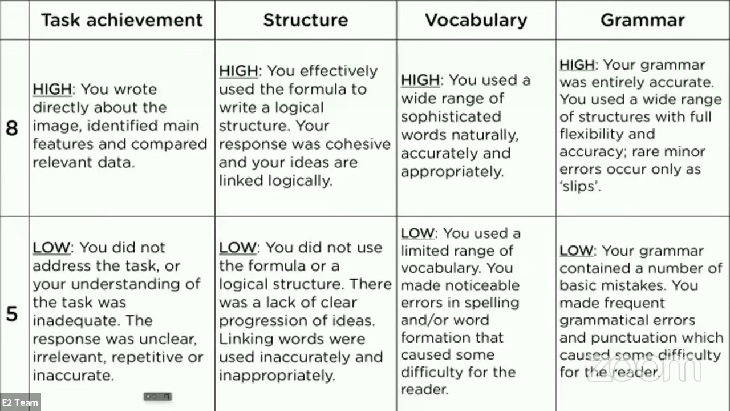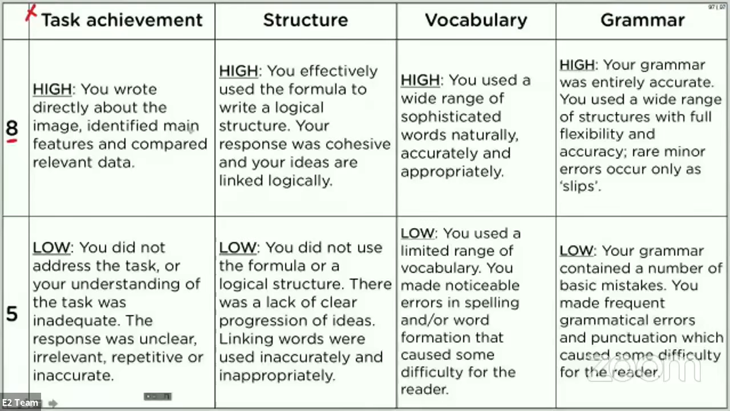So to get a high IELTS writing score for task achievement, you wrote directly about the image or the tables, you identified main features, and you compared relevant data. If you did that well, you would get an 8. Well, I don't know how they score you in actual fact. I think they throw them down the stairs. But anyway, task achievement low, you would get a 5. If you did not address the task or your understanding of the task was inadequate, in other words, you did not understand the tables, the response was unclear, irrelevant, repetitive, or inaccurate. Okay? So maybe you can mark yourself from 5 to 8 there. Give yourself a score for task achievement.